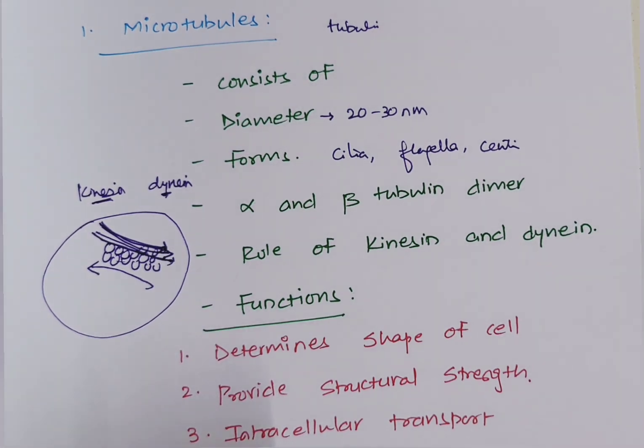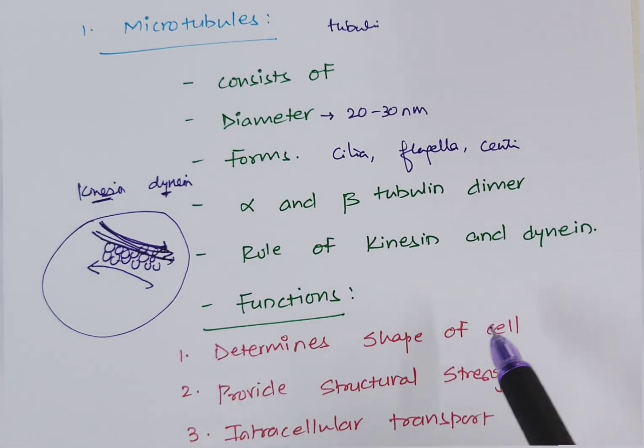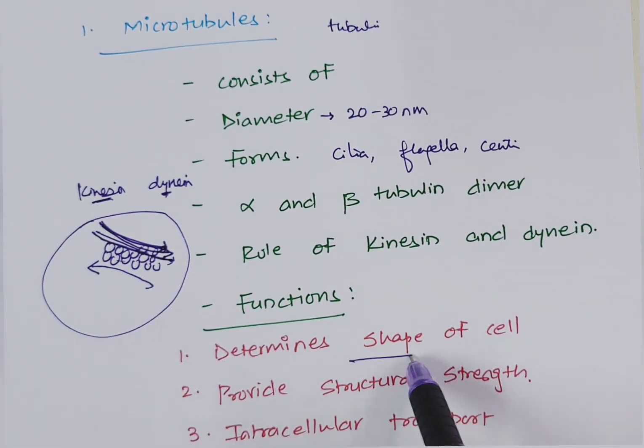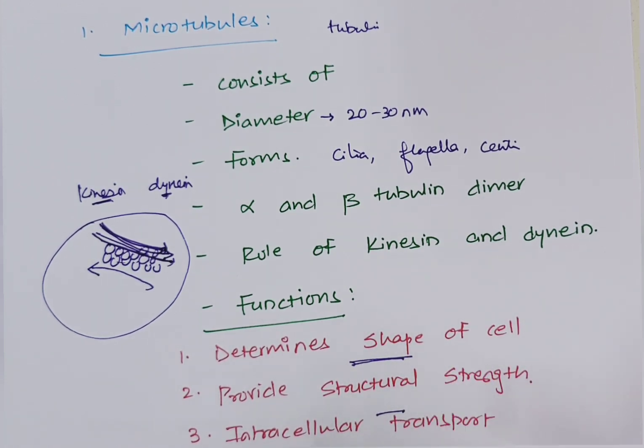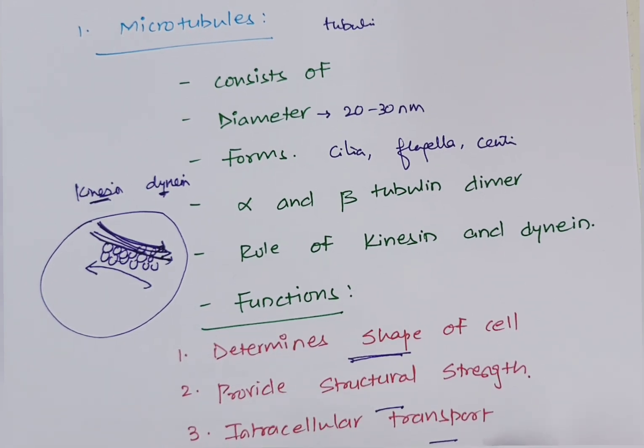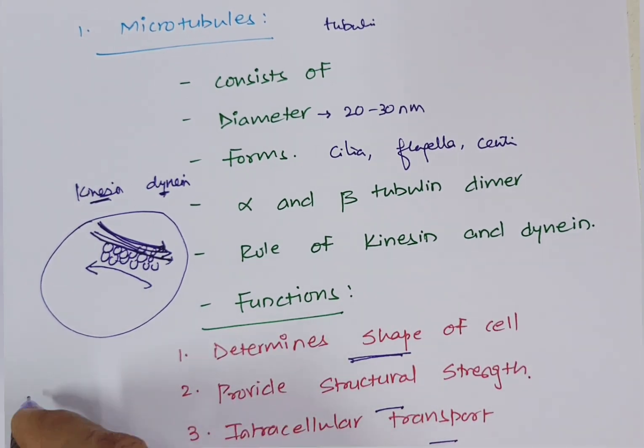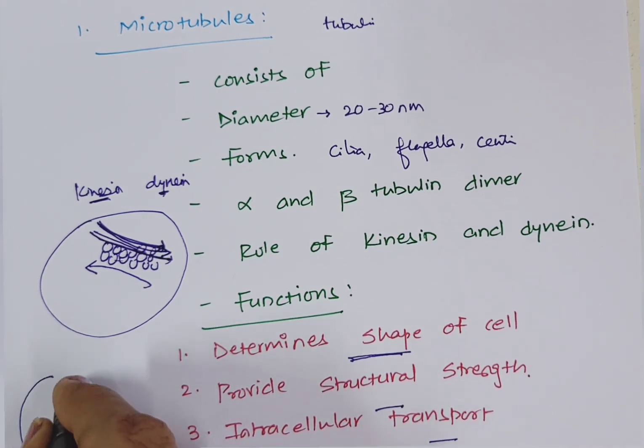Now, what are the functions of microtubules? First, they determine the shape of the cell and provide structural strength. They are also important for the transport of granules and substances. They also make cilia, flagella, and the spindle at the time of division of the cell.